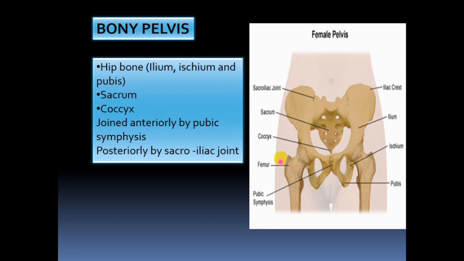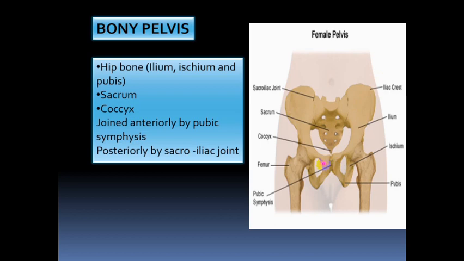The female bony pelvis is formed from the hip bone, and this hip bone includes the ilium, which is present on either side. This is the ilium, the ischium, and the pubic bone. Then we have a pair of the pubic bone, a pair of the ischium, and a pair of the ilium. In addition, we have the sacrum. This is the sacrum, and the coccyx.